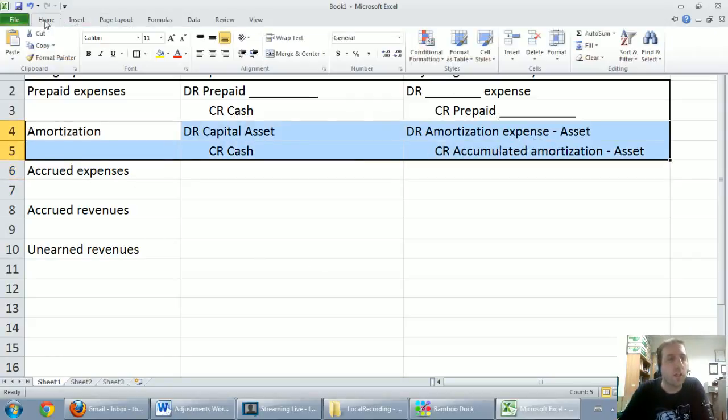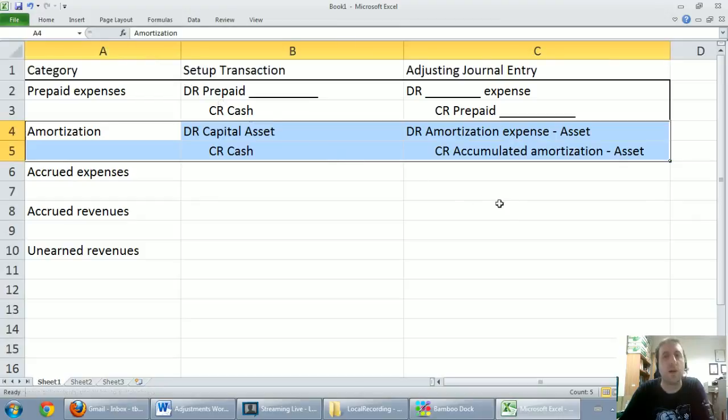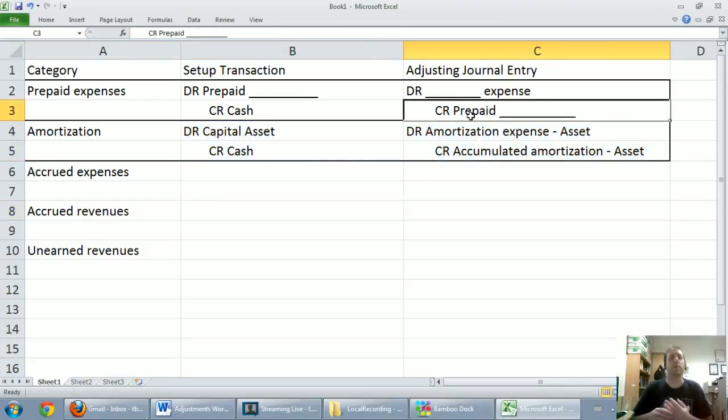The journal entry at year end is always the same. That's a point I should make for prepaids as well. We're always going to debit some sort of expense and credit the prepaid. With amortization, we're always going to debit amortization expense and credit accumulated amortization.